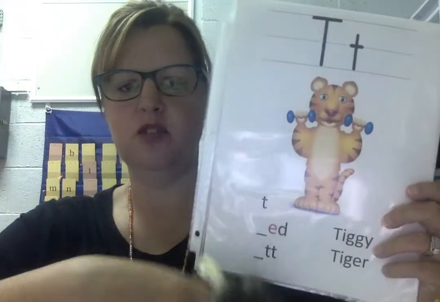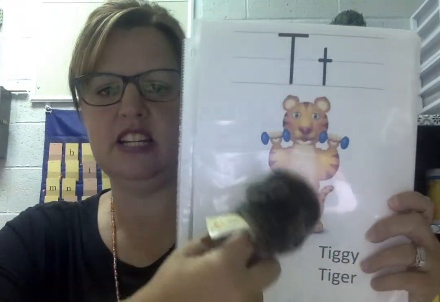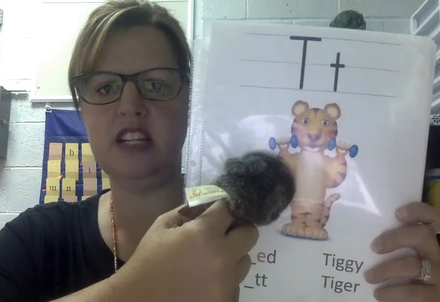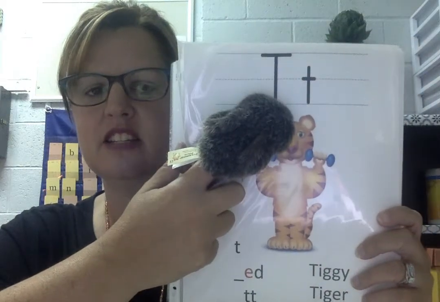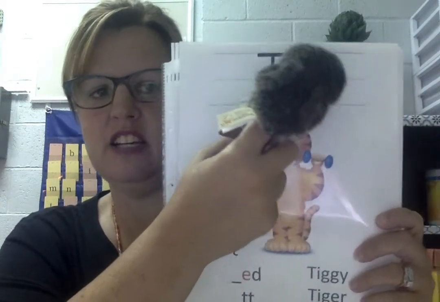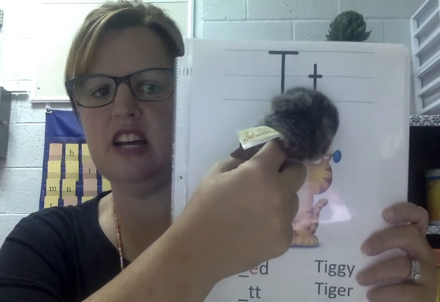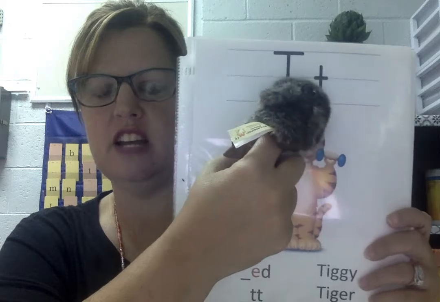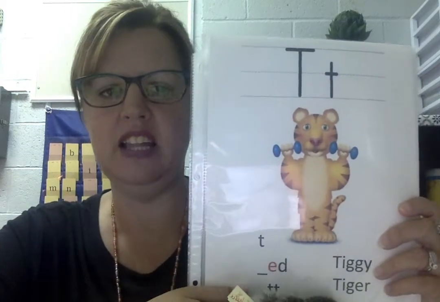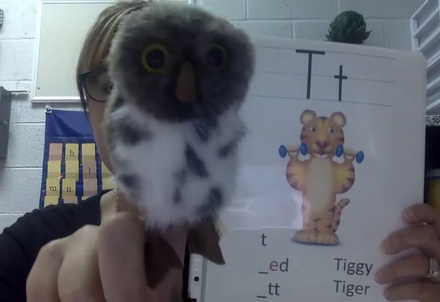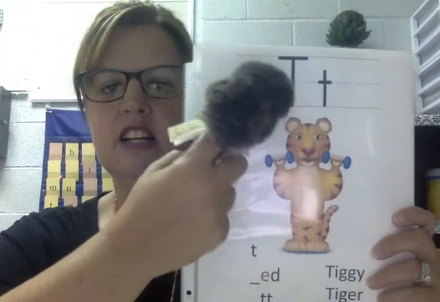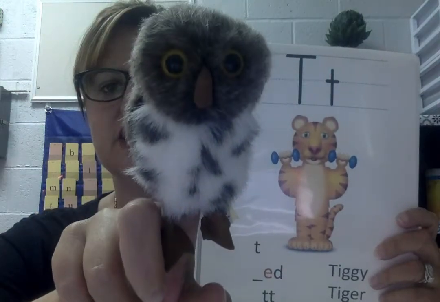Tiggy Tiger, he's working out with us this morning, standing nice and tall and holding those weights. The uppercase T, again, skyline letter, and our lowercase t. Even though it doesn't show it here, we're going to start at the skyline, come all the way down to the grass line, and cross over on the plane line. T, tiger, t. T, tiger, t.